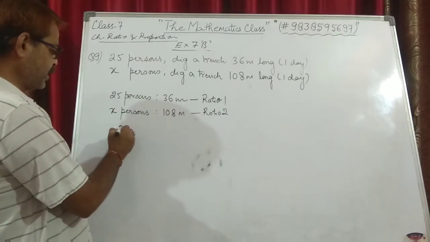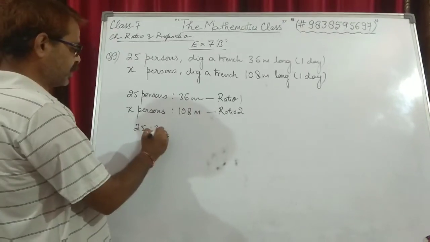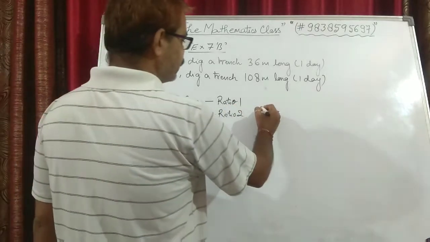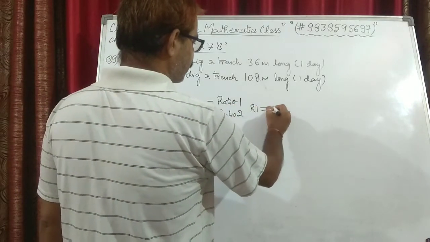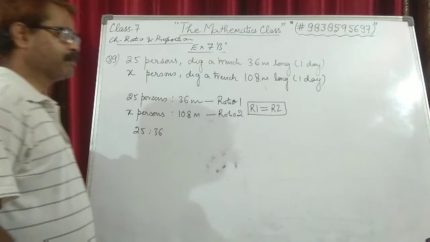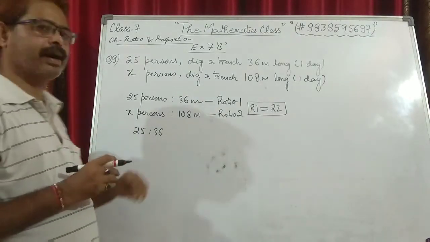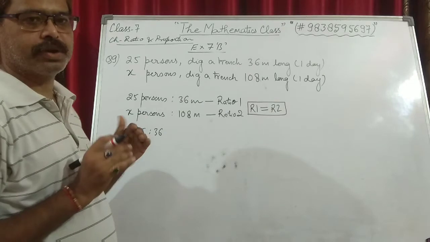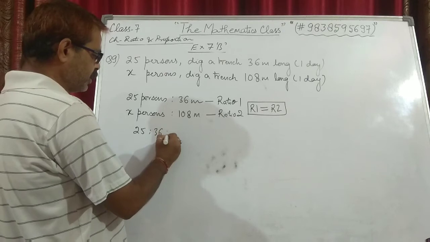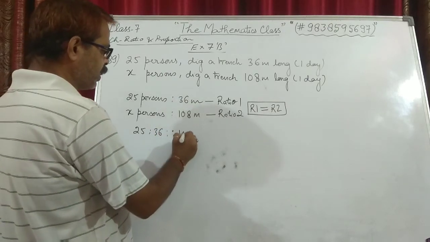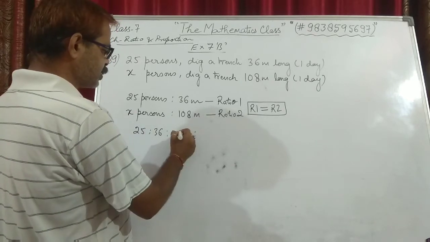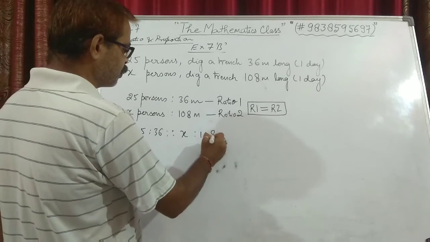So we can say 25 is to 36, and since both of the efficiency are same, so we can equate the ratios. Ratio 1 must be equal to ratio 2, taken that everything is up to the standard condition, means everybody has same efficiency and utilizing same time and all these things. So it means this ratio is proportional to x is to 108, because you have to find x persons.